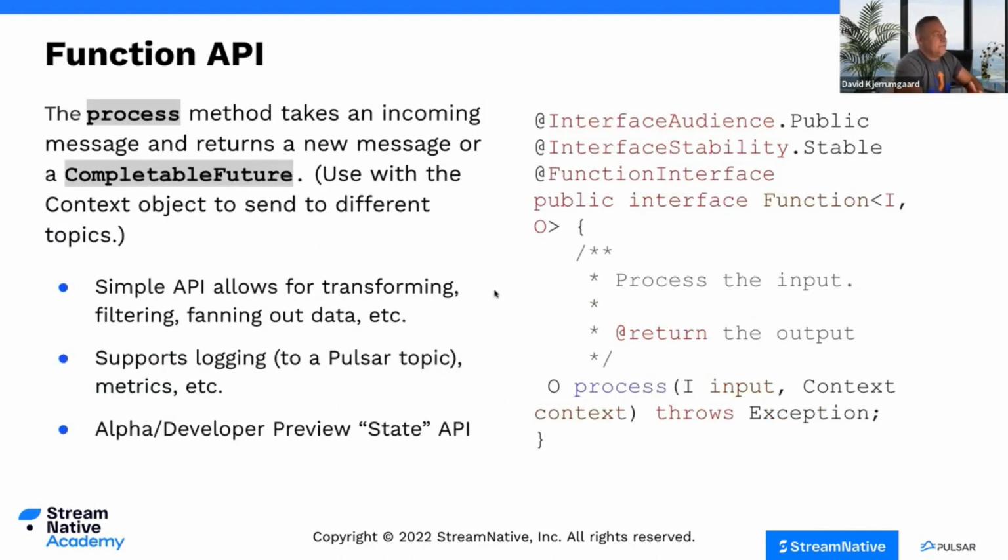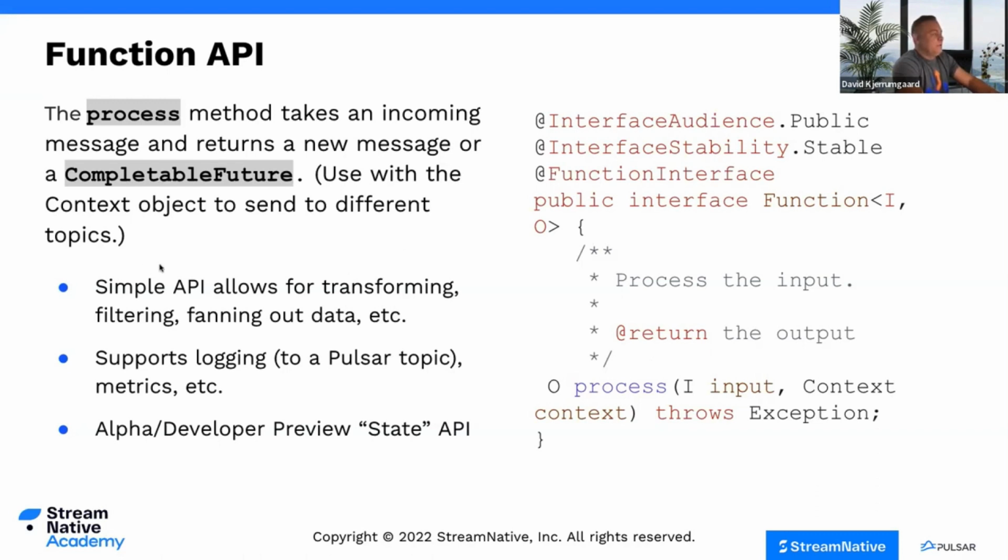Now the process method here, this is more about the API, and this is sort of showing it out. Again, this is the single process method. It's strongly typed, so you specify the output type, the return type, and you specify the input type. These match the schemas of the respective source topics and target topics. Again, it takes a context object and it can throw any type of exception as well.